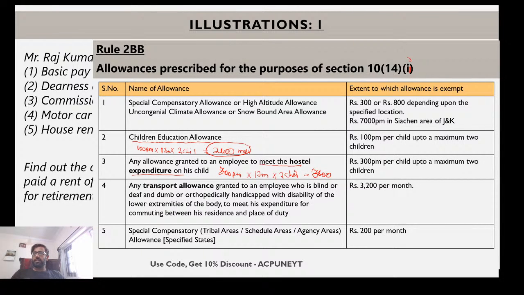Are you able to understand? You can claim 3,600 rupees in a year. Okay, sir, we got it.